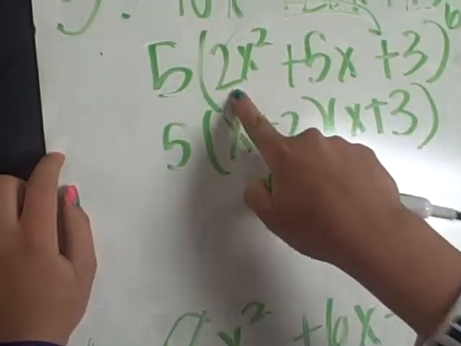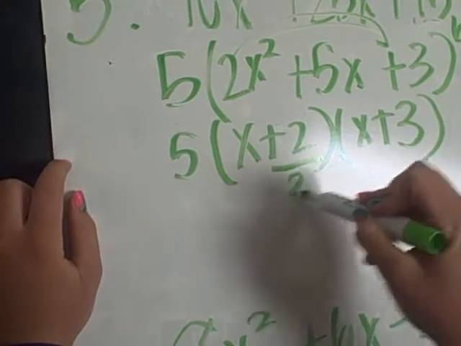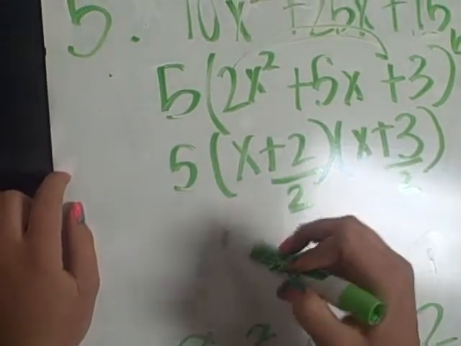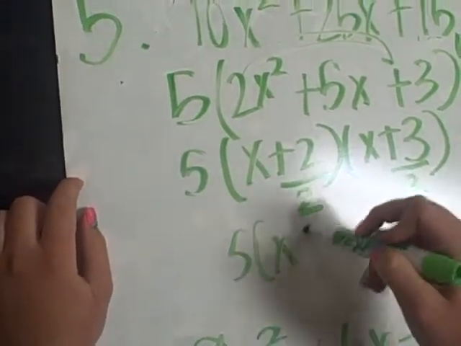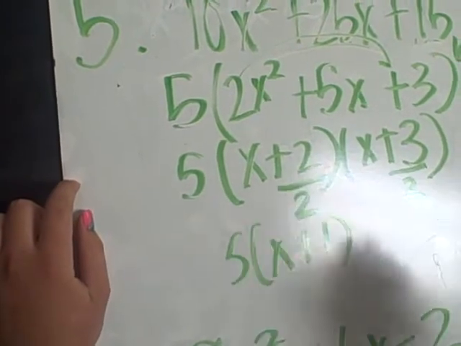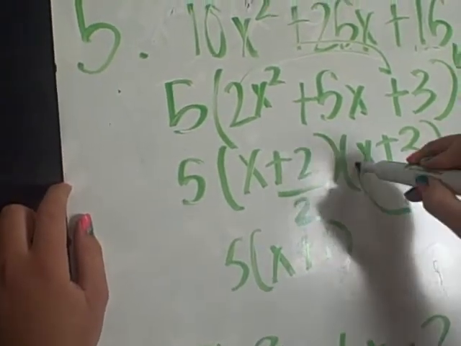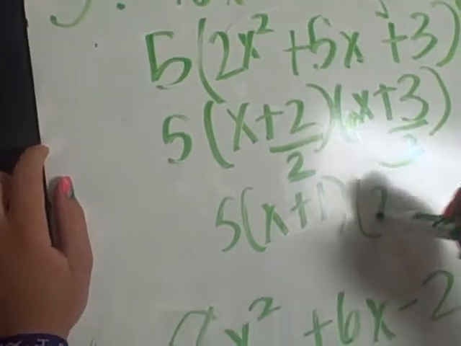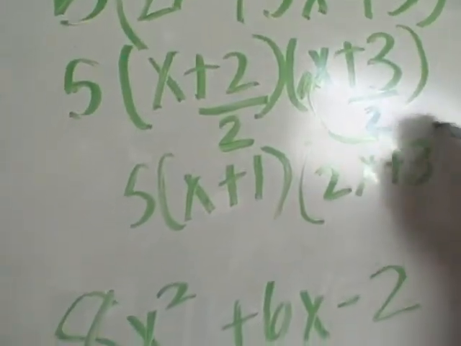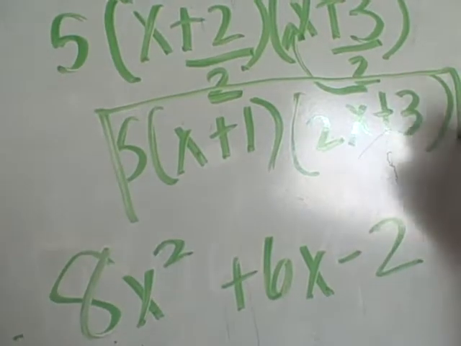Then you have to take your a value and divide each side by 2. So 5x plus 1, because 2 divided by 2 is 1. And then for this one, you pull your 2 in front of the x, so you're left with 2x plus 3. And that is your equation.